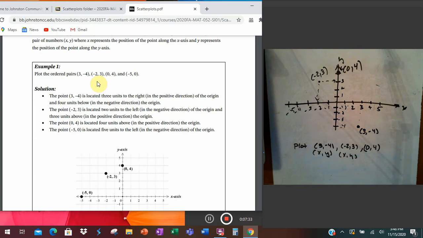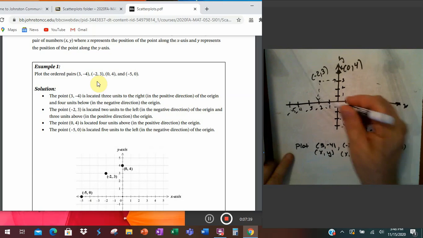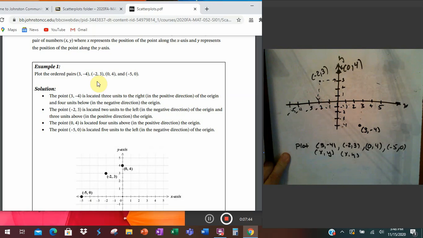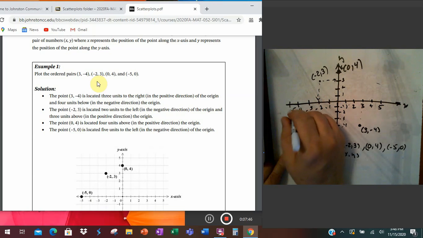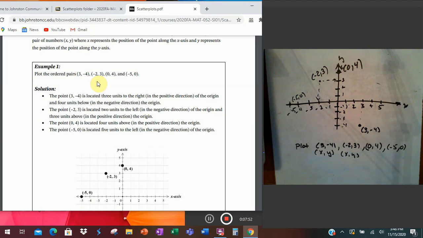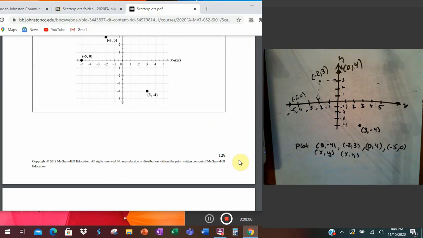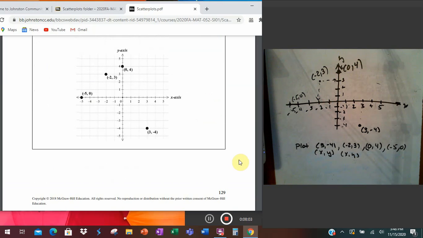Okay. And then our last one is -5, 0. So I would go to the left, -5, -1, -2, -3, -4, -5. And then it says go down 0 or up 0, same thing. I would just label that on the x-axis. The y height is 0. Okay, and that should look pretty much like what we have.